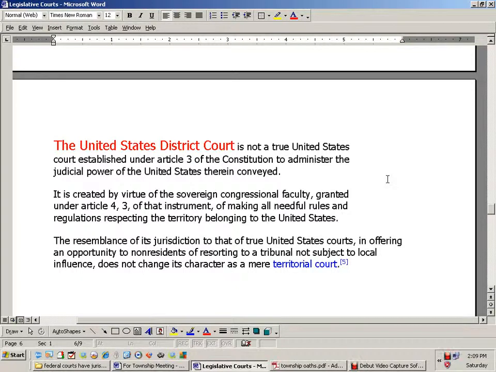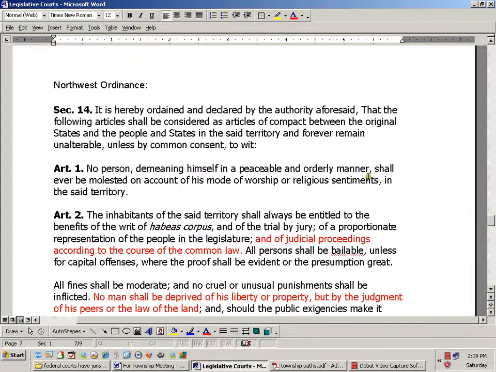So respecting your territory, the United States, they gave you a court. The resemblance of its jurisdiction to that of a true United States court, in offering an opportunity for non-residents of resorting to a tribunal not subject to local influence, does not change its character as a mere territorial court. So it's a dual function court, but it's not an Article 3 court. Article 3 courts are only in the organized states. That's the court for the organized state. An Article 1 legislative court acts that way in the organized state, but in the territory it's an Article 4 court.